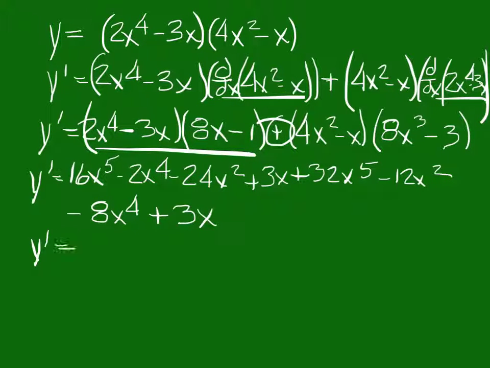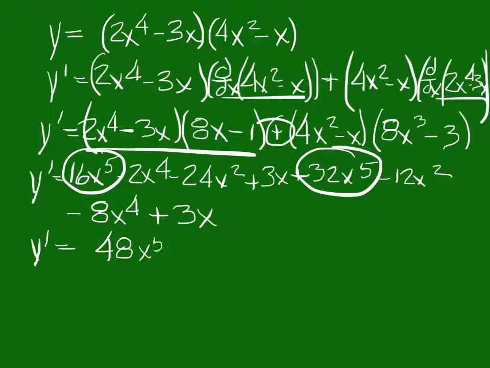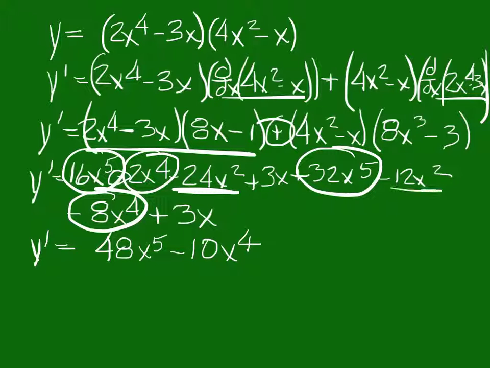We'll start with the x to the 5th first, so you have a 16 and a 32. That would be 48x to the 5th. Now we'll go to the 4ths, and that's a minus 2x to the 4th, and minus 8x to the 4th is minus 10x to the 4th. So now we have minus 24x squared minus 12x squared is minus 36x squared. And then what's left over is a 3x and a 3x, which would be 6x.